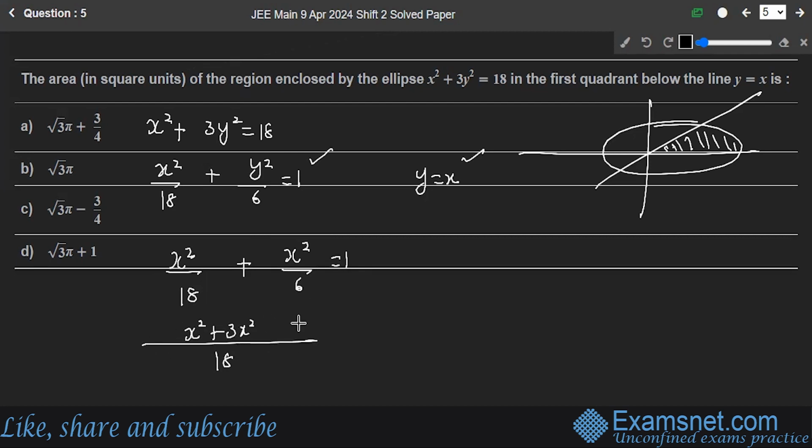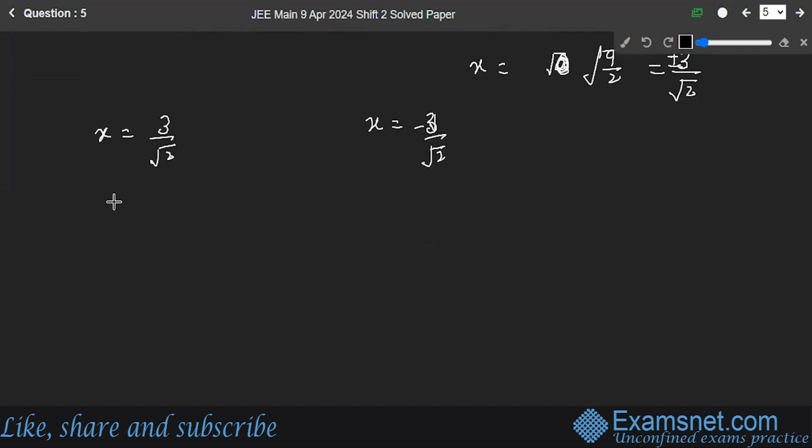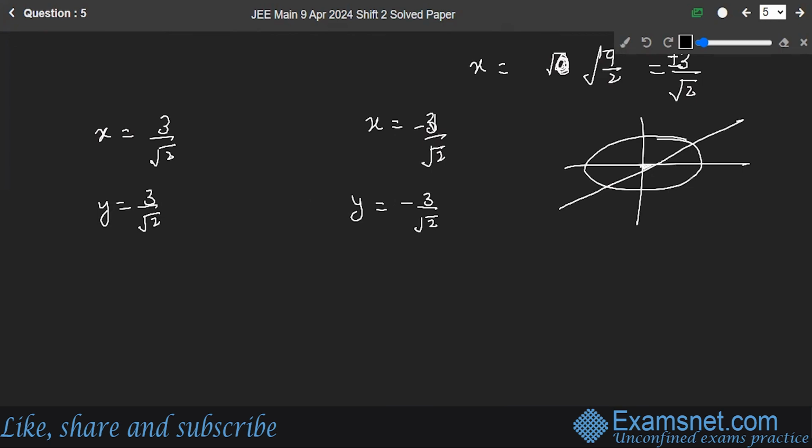This will give me 18 as LCM. x squared plus 3 x squared is equal to 18. So 4 x squared is equal to 18, or x squared will be equal to 9 by 2, which will give me the value of x as root of 9 by 2, which is equal to 3 upon root 2. Okay, so this is the plus minus, right? Because I have evaluated the square. So x may be equal to plus 3 upon root 2, or x may be equal to minus 3 upon root 2, and because the line was y is equal to x, the corresponding value of y will also be the same, y is equal to minus 3 upon root 2. So this is your ellipse and this is your line, which is passing through the origin.